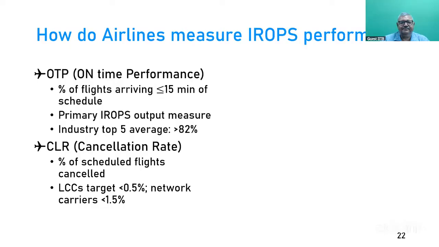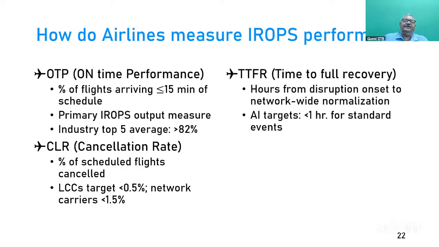It's expected. Then you have TTFR, time to full recovery. So a disruption has started and the whole network is affected. How much time does it take for you to use AI or experts or both, whatever, to attain full recovery? So less than 1 hour is the time for standard events. But if the events are non-standard, it could be more.